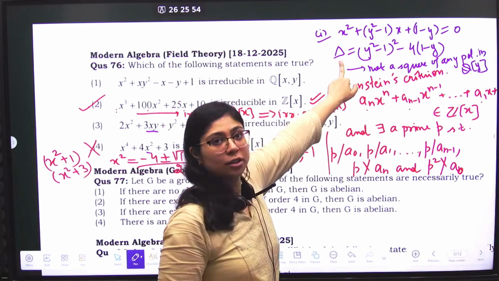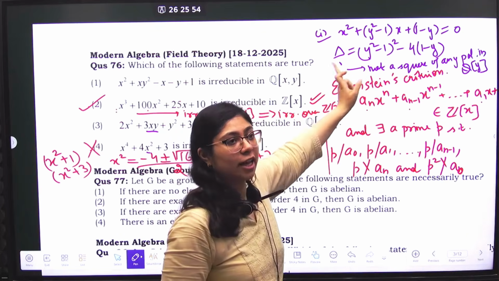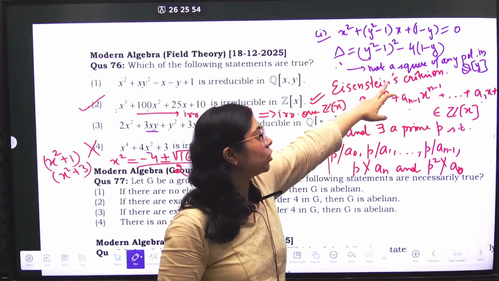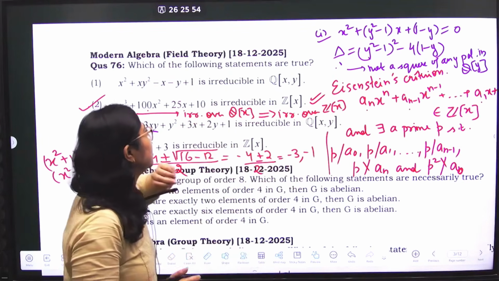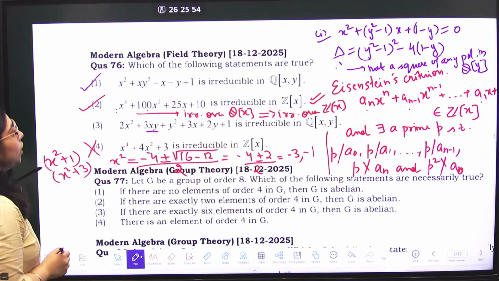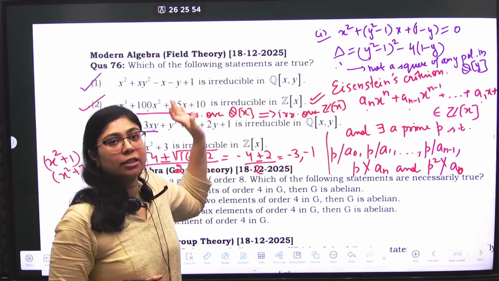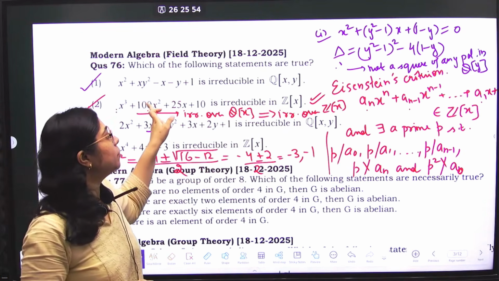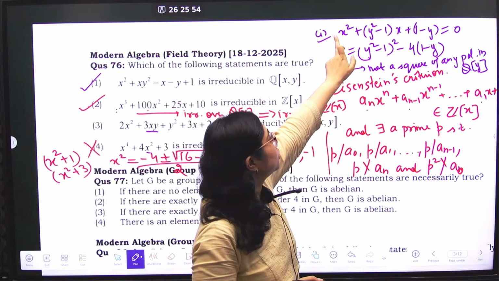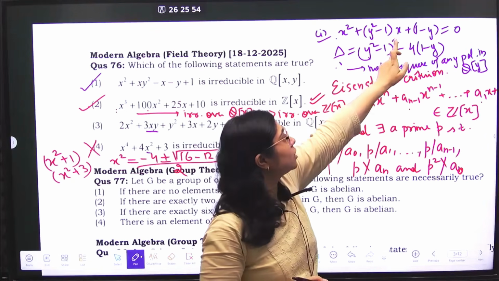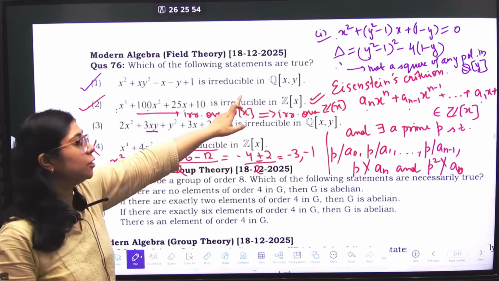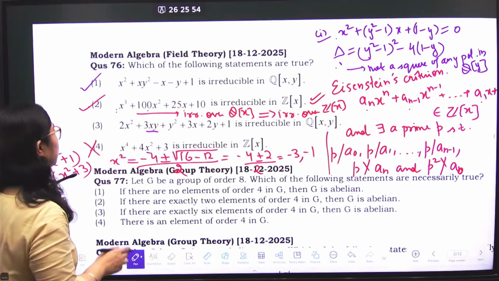Since the discriminant is not a square of any polynomial in Q[y], I cannot write it as (x minus some function of y) into (x minus some other function of y). So I can say that yes, this is an irreducible polynomial in Q[x,y]. Now, if they asked in Z[x,y], then the answer is again yes, because it is a primitive polynomial. If I see here as well, the GCD of the coefficients 1, y squared minus 1, 1 minus y is 1. So it is again a primitive polynomial. So it is irreducible in Z[x,y] also.